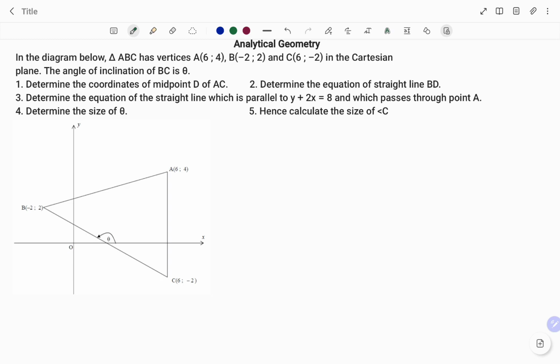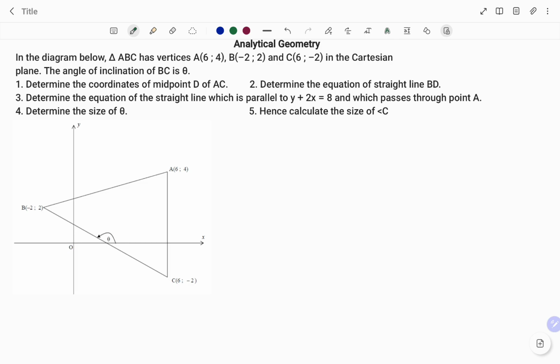I have in the diagram below triangle ABC as vertices A (6, 4), B (minus 2, 2), and C (6, minus 2) in the Cartesian plane. The angle of inclination of BC is theta. 1. Determine the coordinates of the midpoint D of AC. 2. Determine the equation of the straight line BD. 3. Determine the equation of the straight line which is parallel to y plus 2x equals 8 and which passes through the point A. 4. Determine the size of theta. And 5. Calculate the size of angle C.